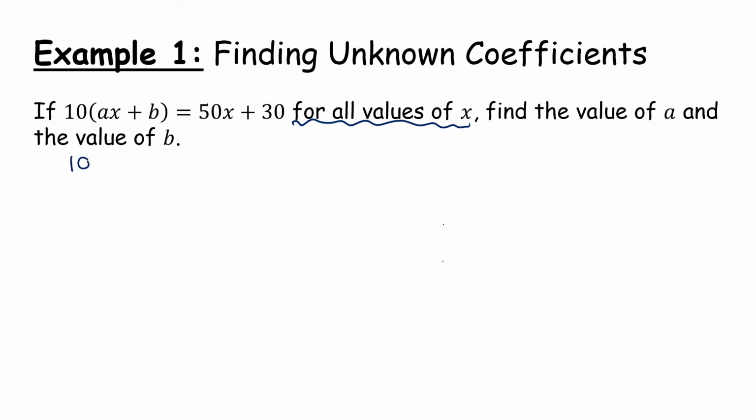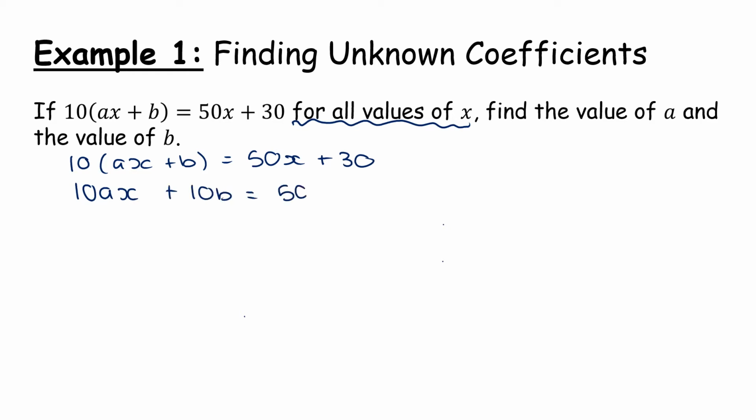So let's start with what we have: 10 times (ax plus b) equals 50x plus 30. Multiplying out the left hand side, I get 10ax plus 10b equals 50x plus 30. Now, we know that the left hand side is equal to the right hand side. What you may be able to spot now is how we could get the values of a and b. If you can't see it straight off, I would advise you to break it down like this. Even if you can see it, I would still advise you to write this out to show your workings.